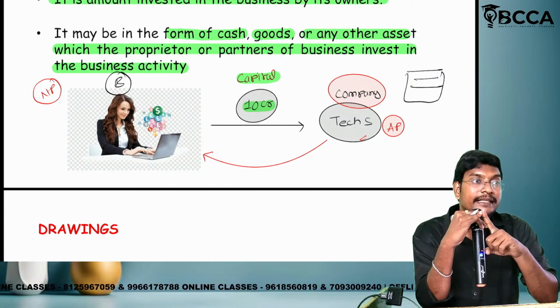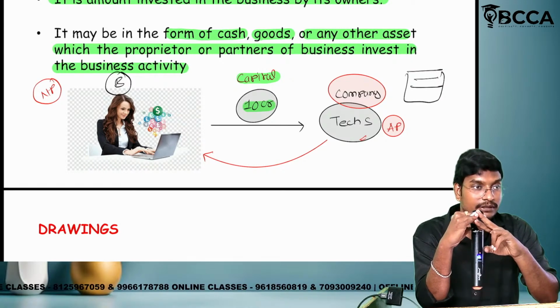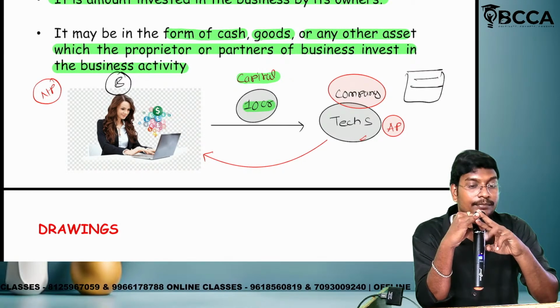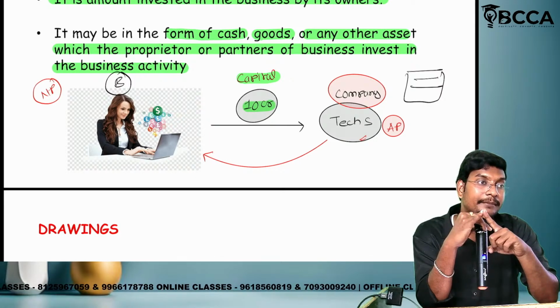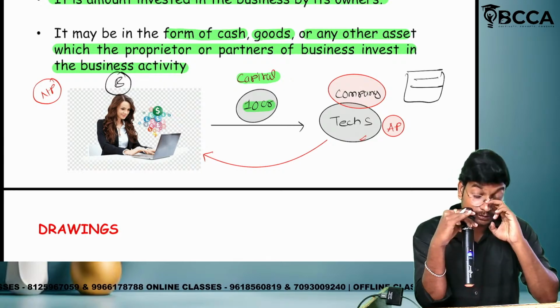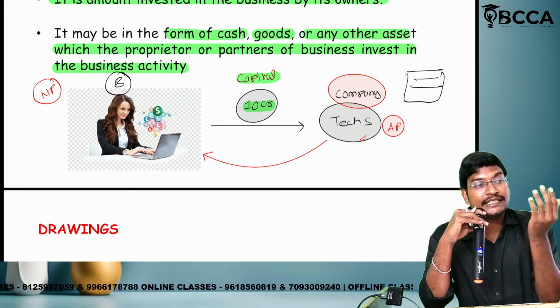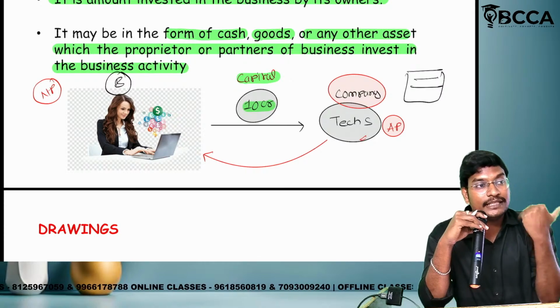Expenditure means anything we have paid. Anything we receive in the form of cash is called income. Paid means expenditure, payable means liability. Receivable means asset, received means income.